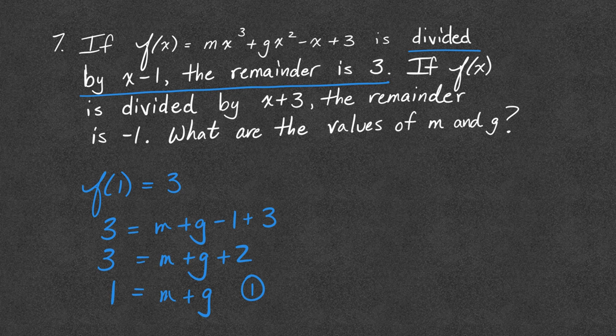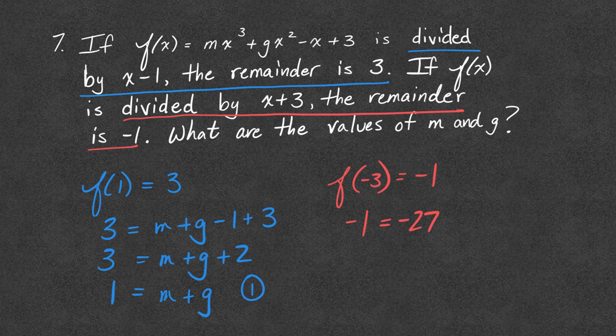If I then did the red, so now if I divide that by x plus 3, the remainder is negative 1, then that tells me that f of negative 3, when I sub a negative 3 into the function, has to give me a value of negative 1. So my function has a value of negative 1 when I replace all my x's with negative 3.